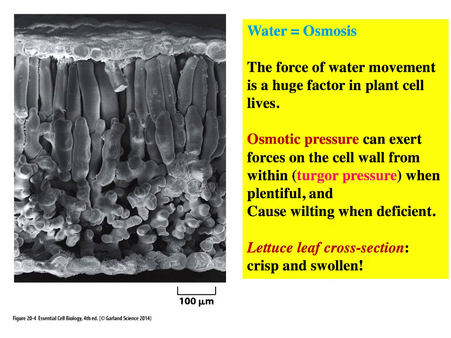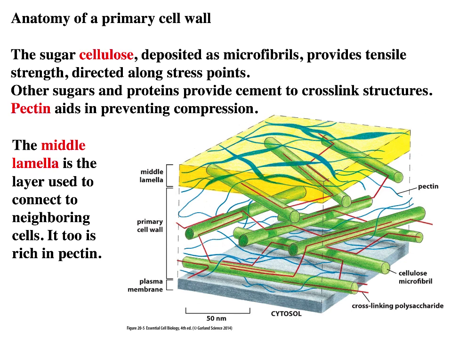Water plays a very important role in regulating the behavior and interaction of plant cells. The force exerted on the cell wall by the plasma membrane of plant cells is known as turgor pressure. And that turgor pressure is a result of osmotic pressure changing within the cytoplasm of the plant cell. The cellulose component of the cell wall, deposited as microfibrils, provides tensile strength. And these fibers are arranged along stress points that the plant cells experience.